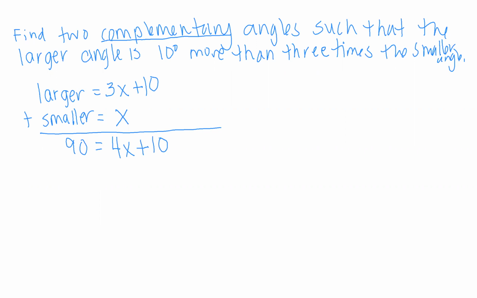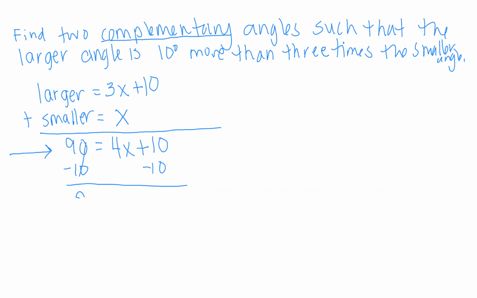What we have here, this line right here, is the equation that we need to solve. If we can solve this equation for x, we'll know the value of the smaller angle. We use that information to get the value of the larger angle. We check to make sure everything adds up, and then we answer the question out formally. So first thing I want to do is get my 4x by itself. So I subtract 10.